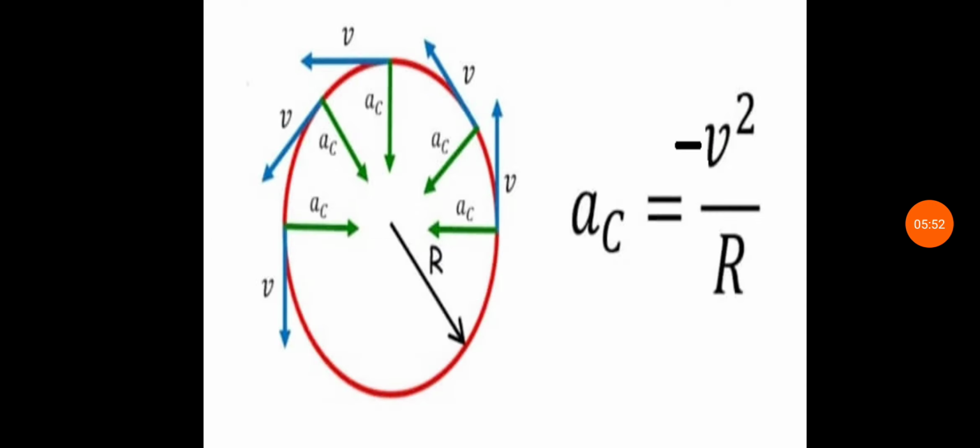For example, it is also represented by the formula a_c equals minus v squared by r. The v changes at each point of the circumference, and the radius, and the acceleration is towards the center of the circle.